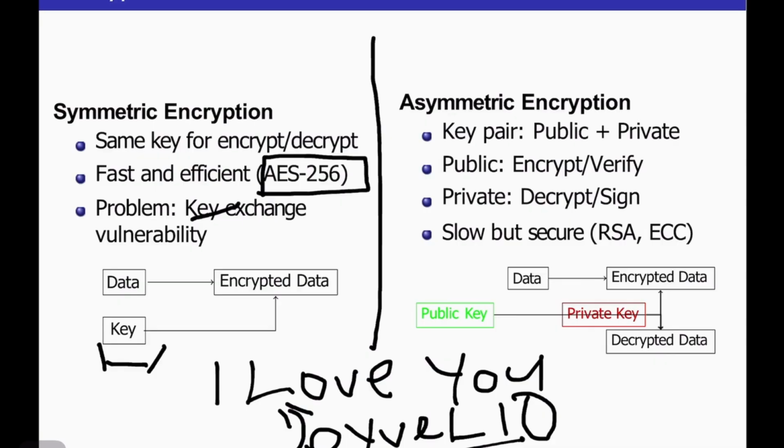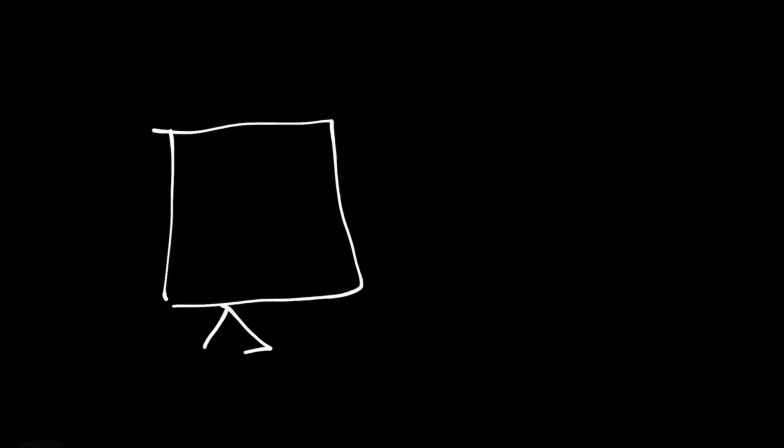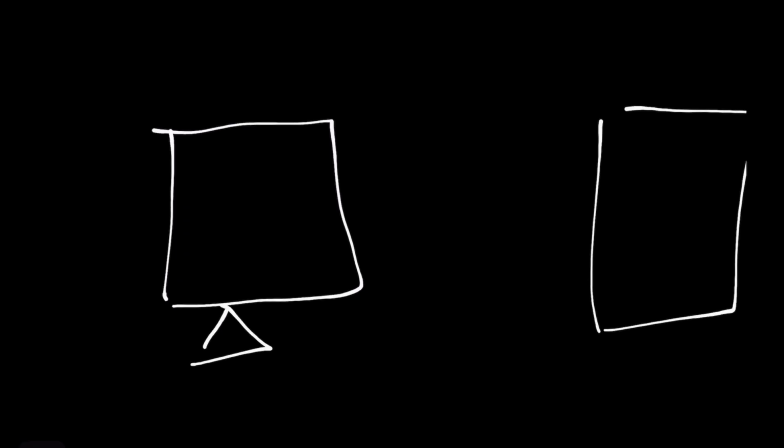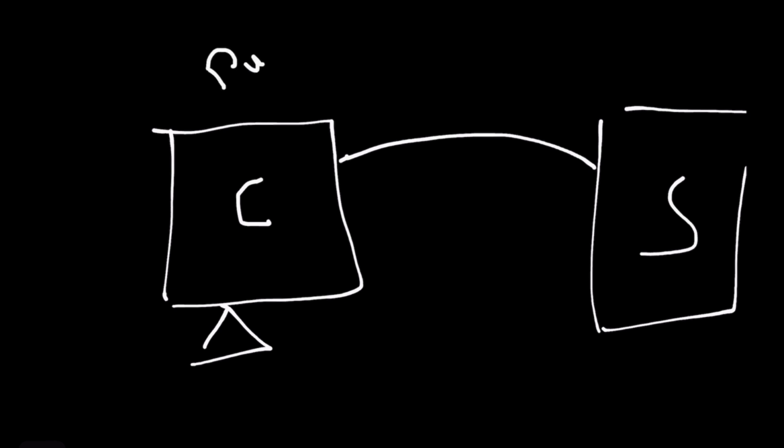So let's see how the asymmetric encryption works. So let's use the same diagram. So here becomes the client, and here becomes the server. So the server sends the public key to the client. So the server will send the public key to the client, and the client will use the server's public key to encrypt the message.